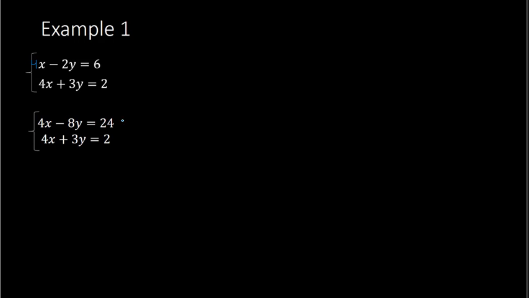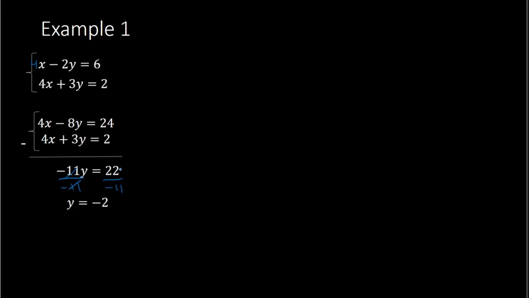And now at this point, the 4x's could cancel with subtraction. So I subtract both equations from each other. 4x minus 4x would cancel out. Subtract everything else as well. Negative 8 minus 3 is negative 11y, and 24 minus 2 is 22. So the x's are canceled. I have one variable, and from here I can solve by dividing both sides by negative 11. When I divide, I have positive y equals negative 2.